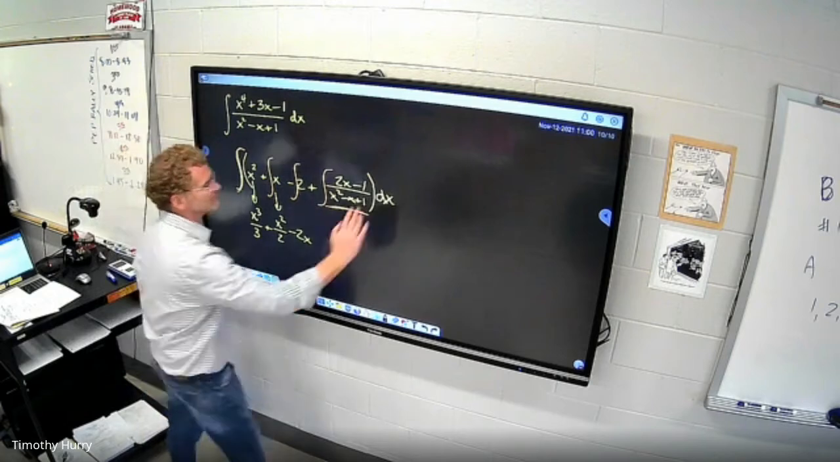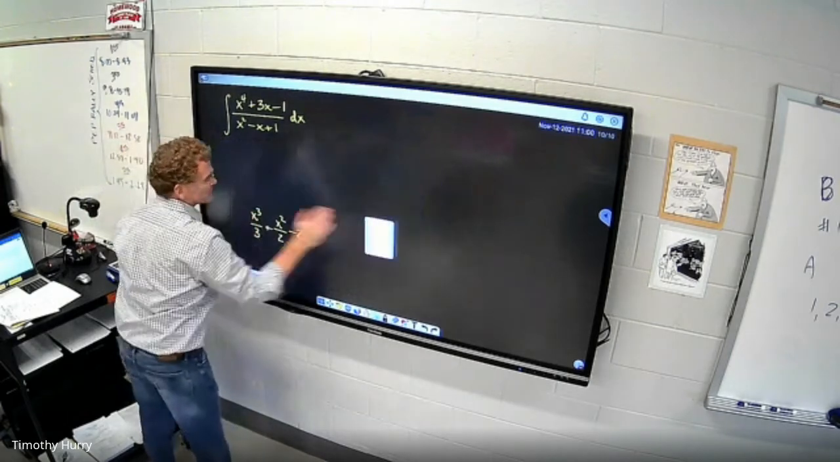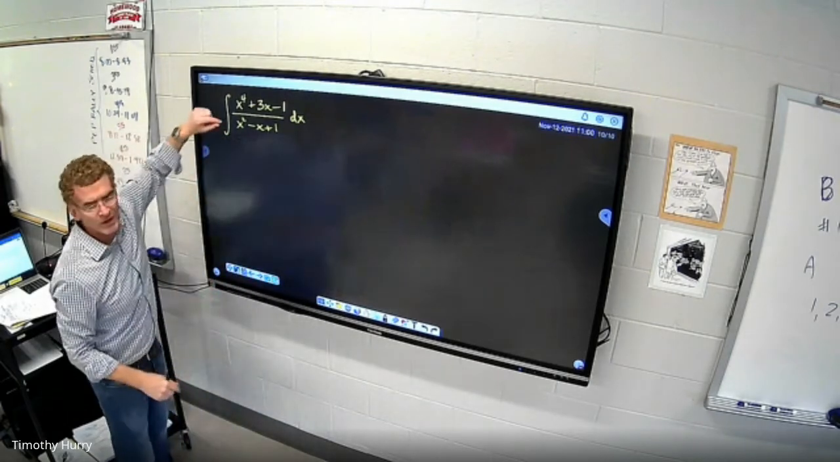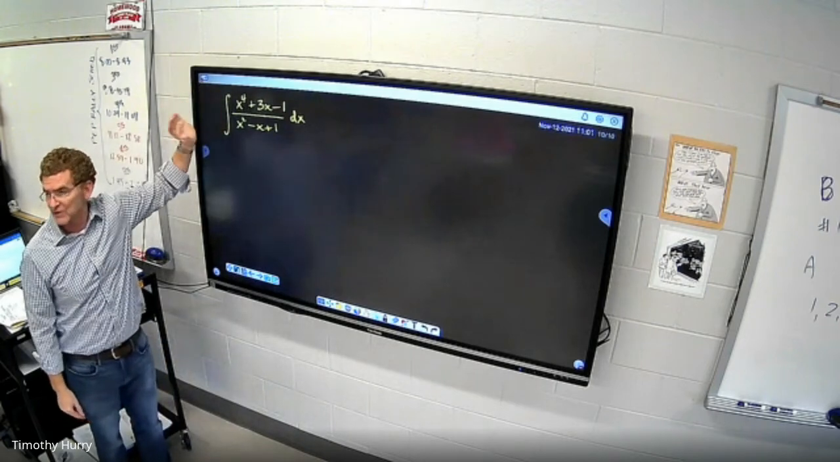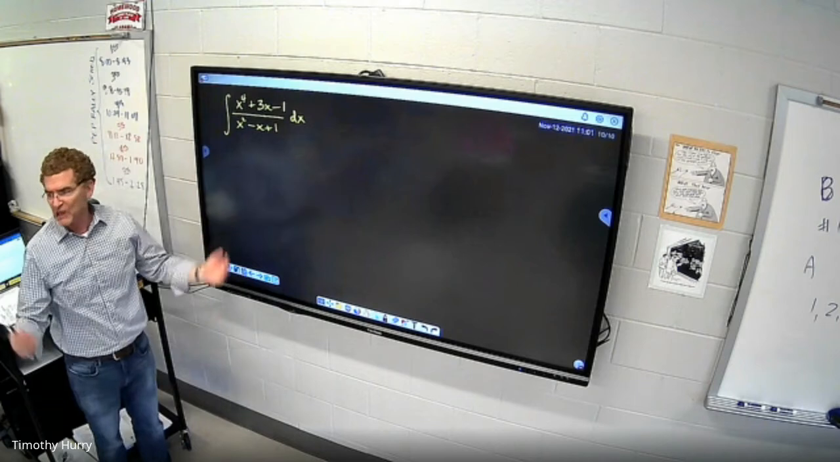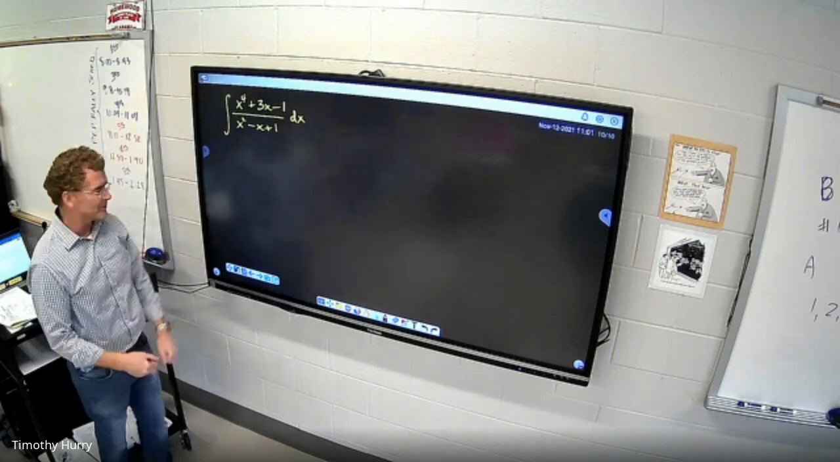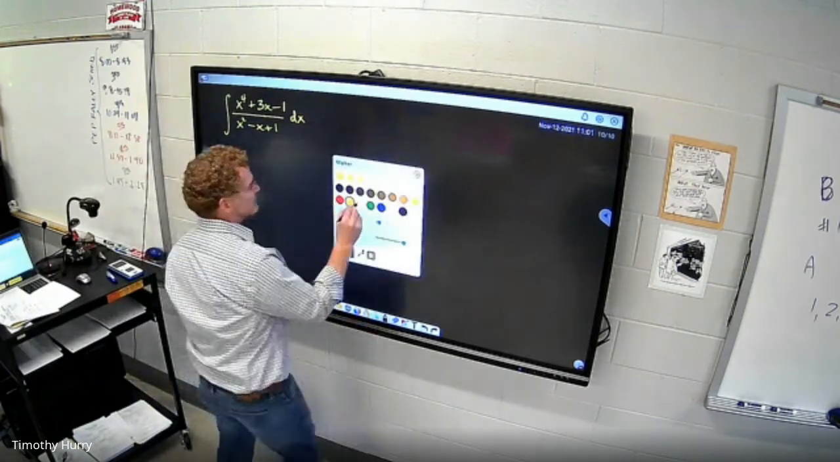So let's take a look at this one. So I look at this, what's the red flag? Power is either the same on the top and the bottom or bigger on the top. Those are the red flags for you. So here's long division so that this will happen. Now who remembers anything about long division?